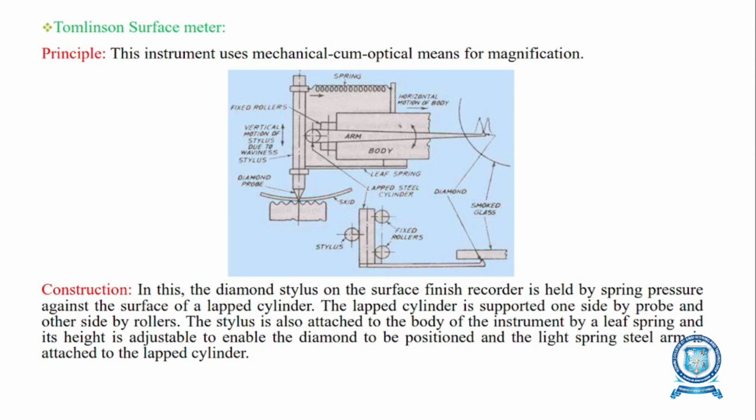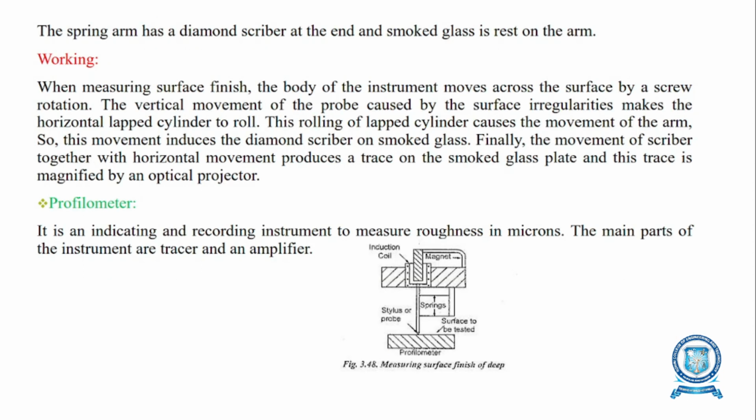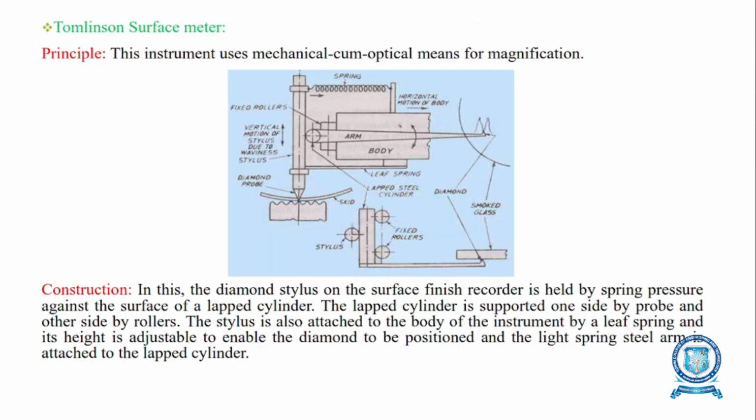So the main advantage of this Tomlinson surface meter is that it is very simple in construction. It is comparatively cheaper. It gives reliable results. And there are some disadvantages also in this Tomlinson surface meter: it is delicate and requires great care. The operation of this Tomlinson surface meter is very slow, and it is not suitable for rapid and continuous use on the shop floor.